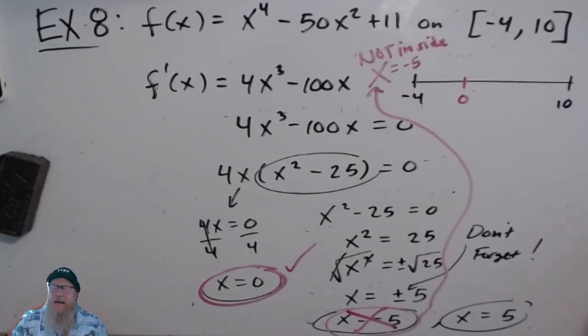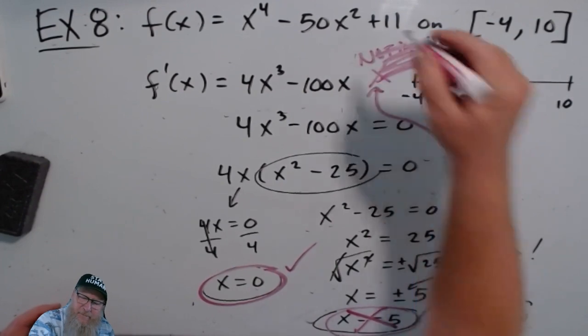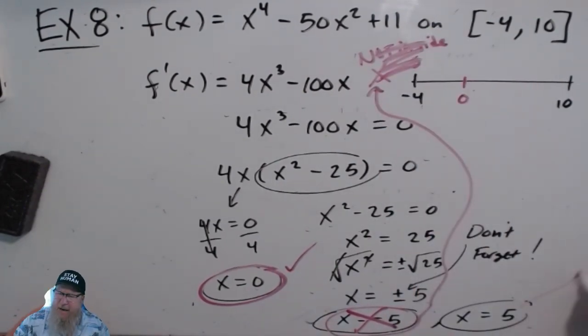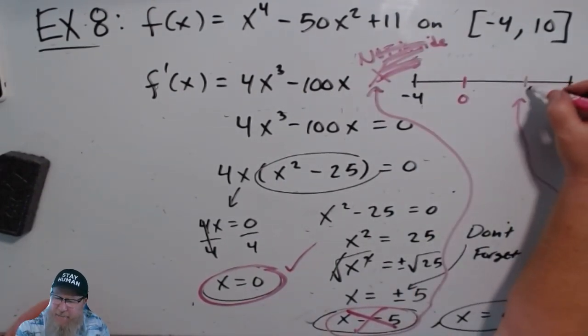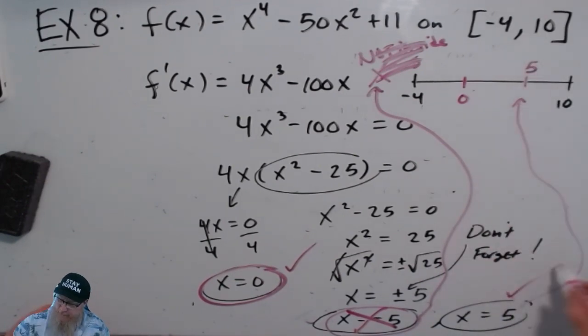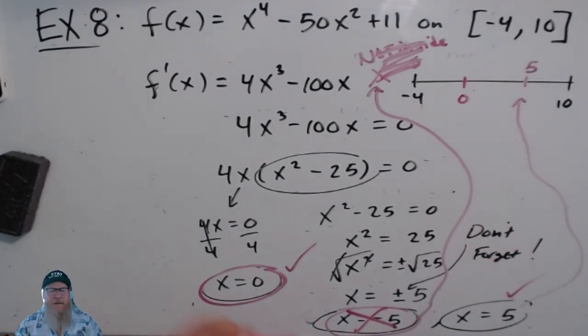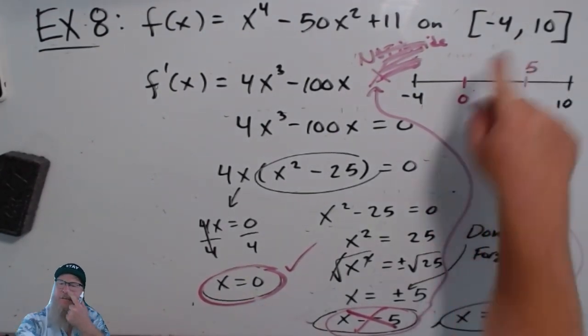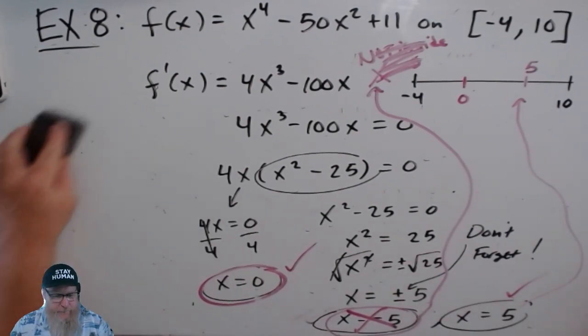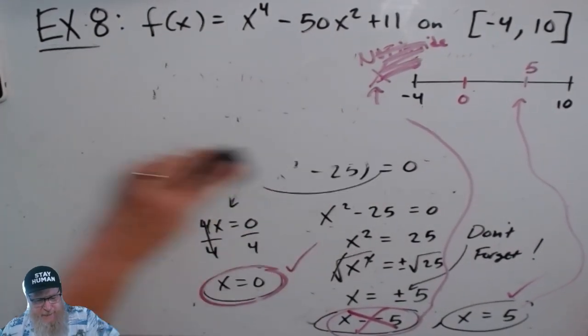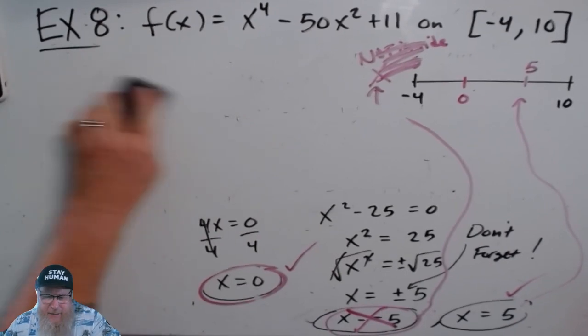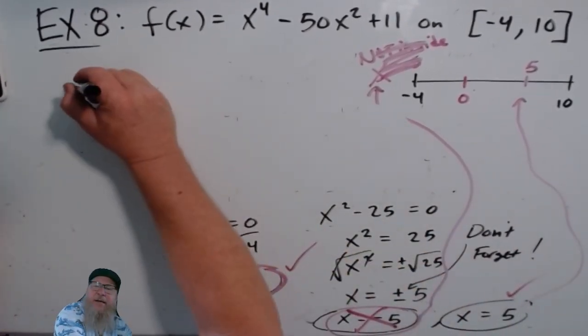So it's not inside the interval, so I can just ignore it. Yep, that one's gone. And then positive 5, yep, that one's in the interval. So I only have 2 additional critical values. I've got 0 and 5 in this interval from negative 4 to 10. All right, so let's plug them all in and see who's the max and who's the min.